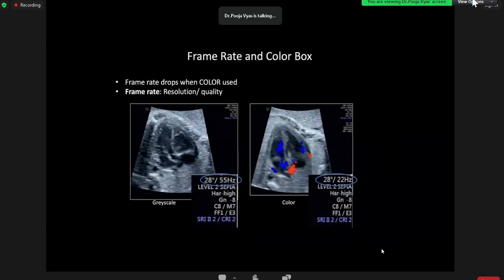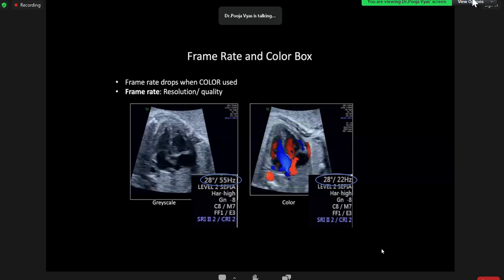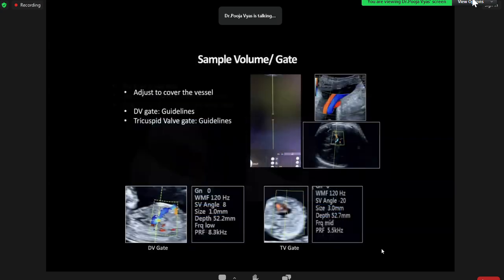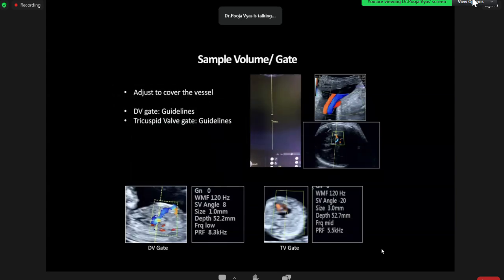Now, moving on to frame rate and color box, the moment we switch on color, the frame rate is going to drop, and so the quality of the image is going to go down. Okay, so what do we do for that? We make a very narrow color box and we place it only on the site of interest that we want to sample. So if we choose a narrow color box, then the frame rate is not going to get so much hampered.